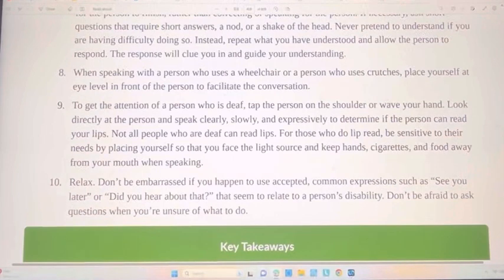I'm not sure that's actually a good one. I just have to say I'm not sure that would be respectful to the person. They may or may not want that.